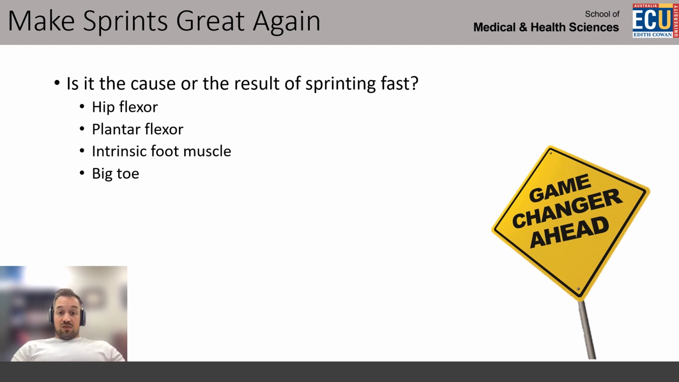I argue it's the effect of sprinting fast and sprinting fast often, and not the other way around. And also consider how weak and untrained you have to be in the first place for improving your big toe flexor strength to improve your sprinting performance.